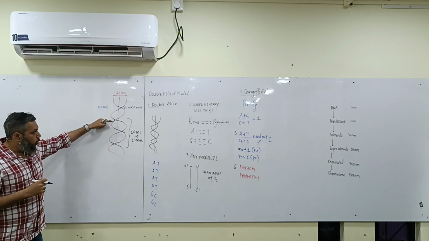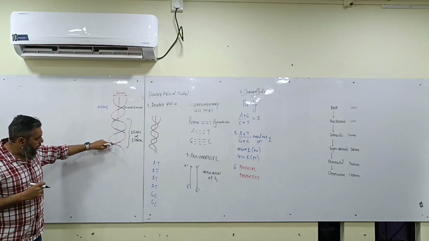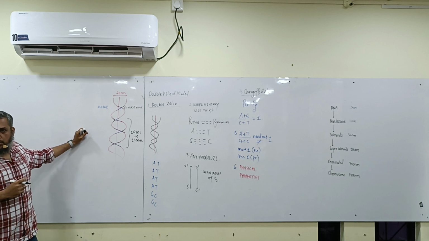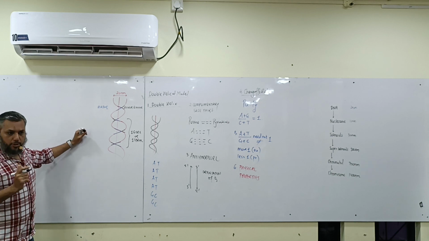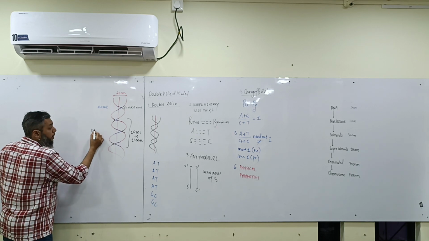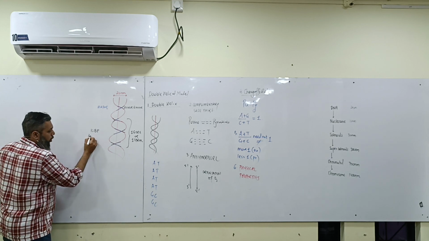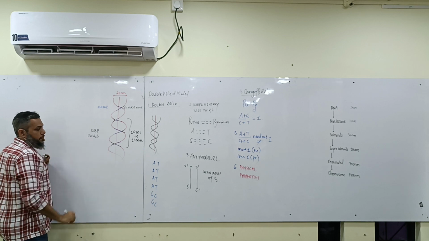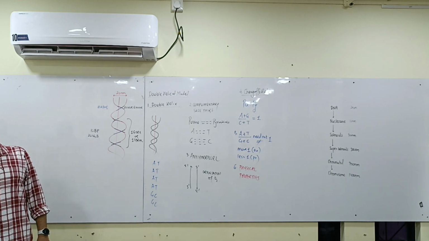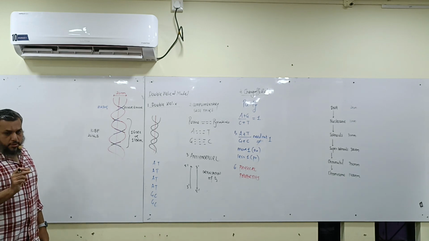The distance between two consecutive major or minor grooves. Got my point? And they show the presence of 10 base pairs, meaning 20 nitrogenous bases. Okay? How many are left? 10 base pairs, meaning 20 nitrogenous bases.